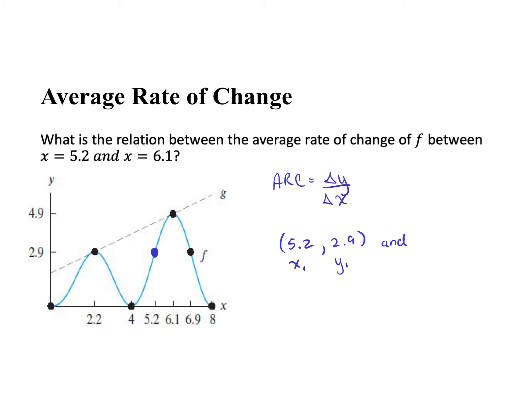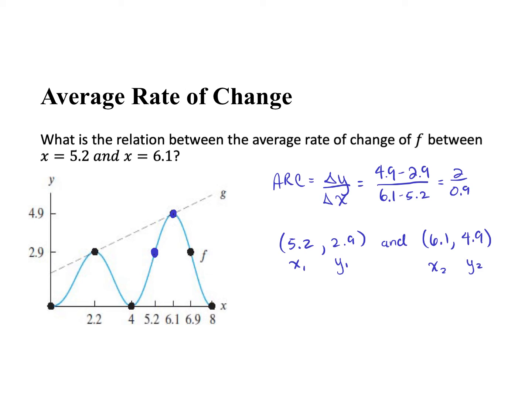And we want to know what's the rate of change between that point and when x is 6.1. So 6.1 is right there. Its corresponding output value is 4.9. So we can think of this as x sub 2, y sub 2. And then now we can just put it into the formula. So the change in y is 4.9 minus 2.9, and we want to divide that by the change in x, 6.1 minus 5.2. Okay, so this gives us 2 over 0.9.